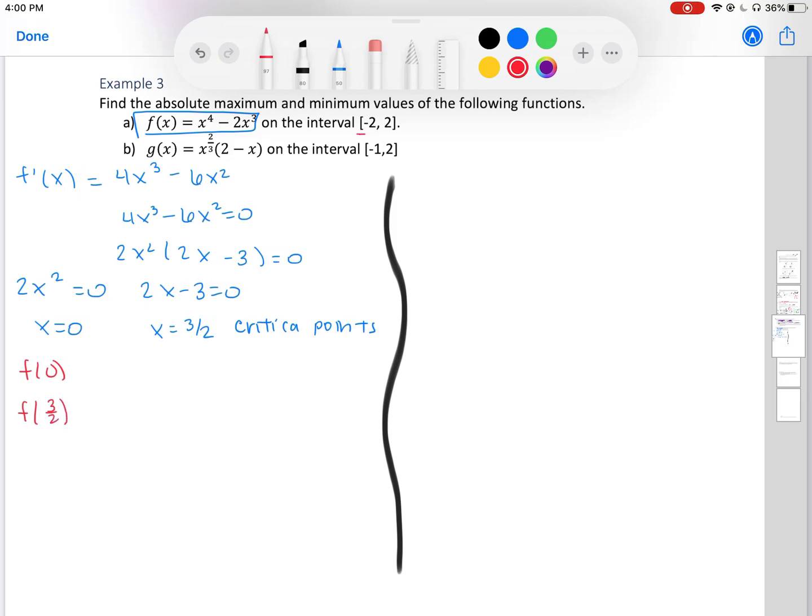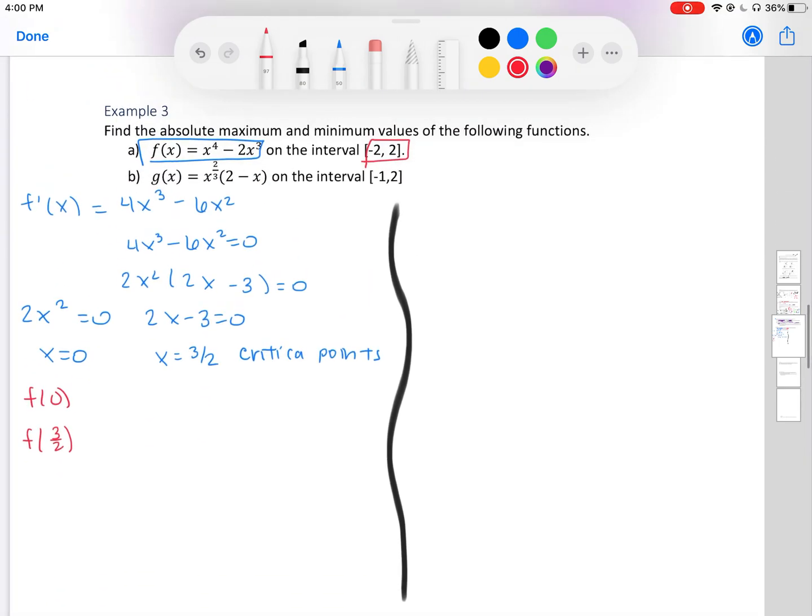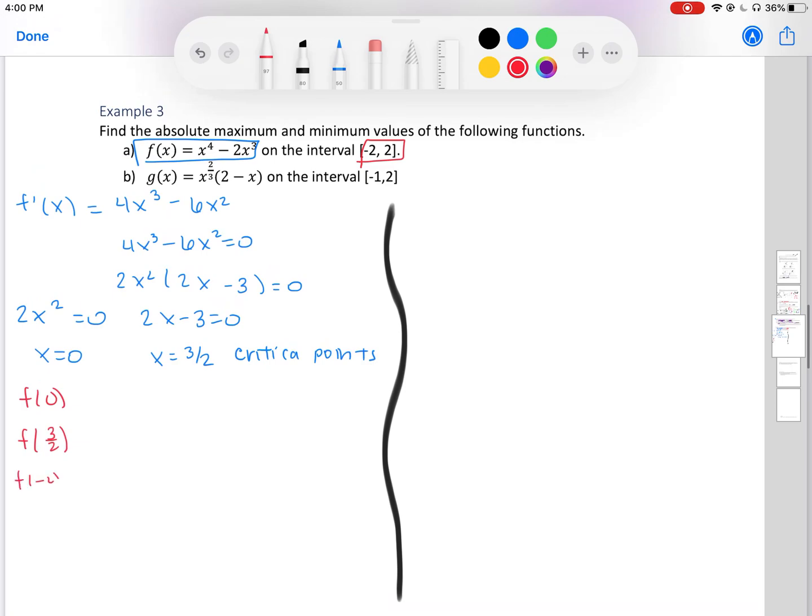But you also need to test out your interval according to your rules. That's step 2. So we also need to find f of -2 and f of 2. I need to plug those in and see what we get. I have them worked out for you, so I'll just give you the result. f of 0 is 0. f of 3 over 2 is -27 over 16. f of -2 is 32. And f of 2 is 0.